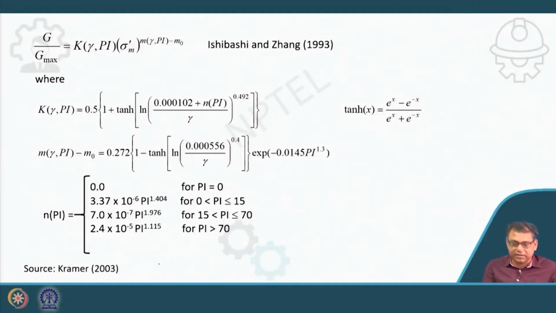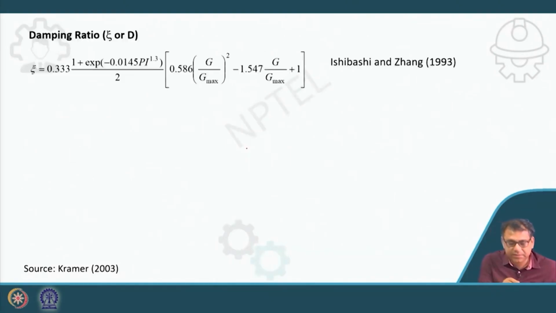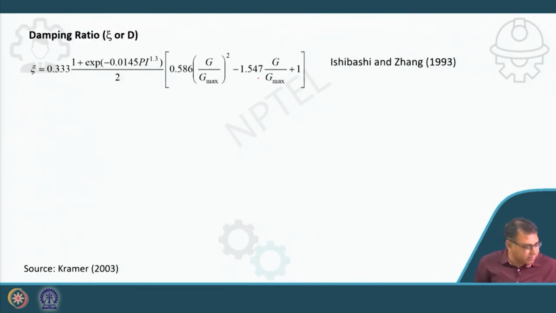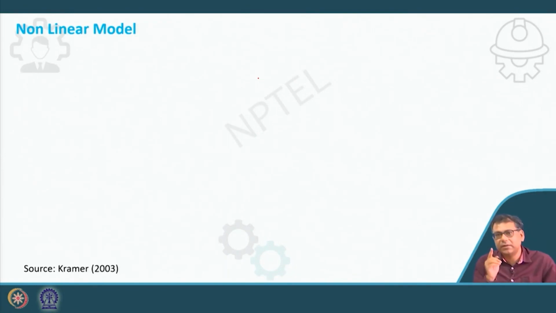The PI is the plasticity index. This is the expression for G by G max. Similarly, this is the expression for damping ratio, for which you first get the G by G max, then you put that G by G max here and you will get the damping ratio. The same Ishibashi and Zhang proposed that equation. So this is the end of your equivalent linear model.